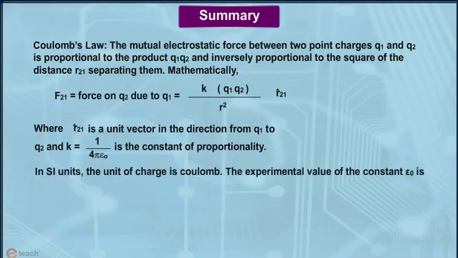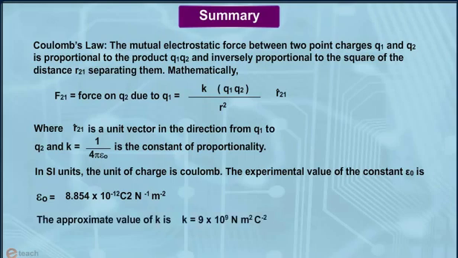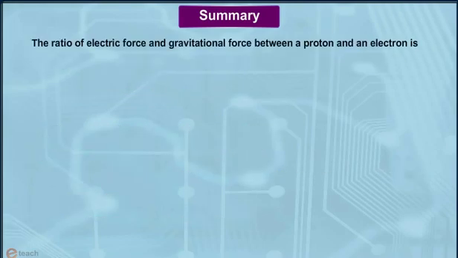In SI units, the unit of charge is coulomb. The experimental value of the constant epsilon naught is as shown. The approximate value of k is shown. This value is mostly used in solving numericals. The ratio of electric force and gravitational force between a proton and an electron is as shown.